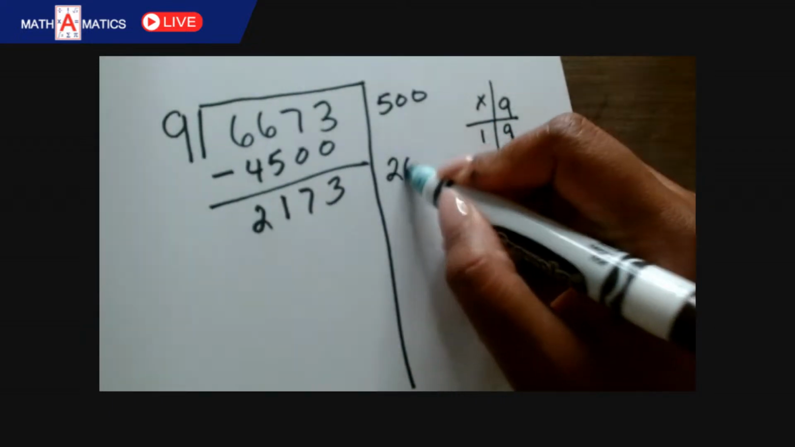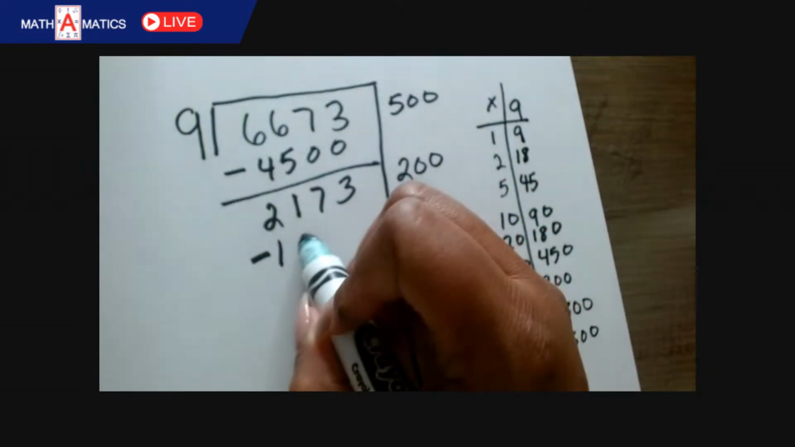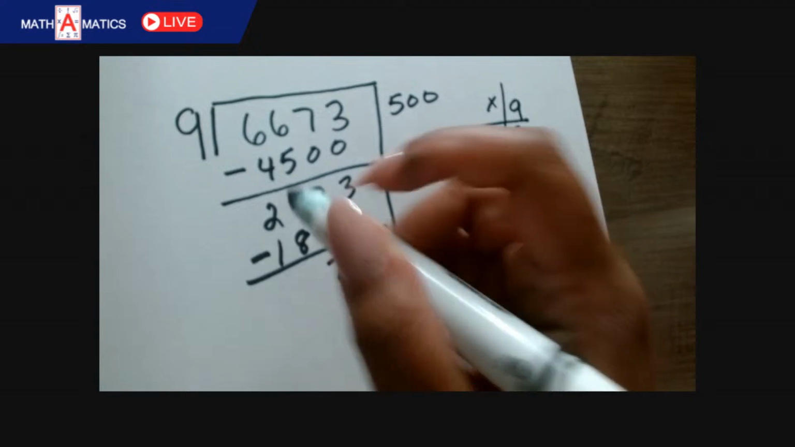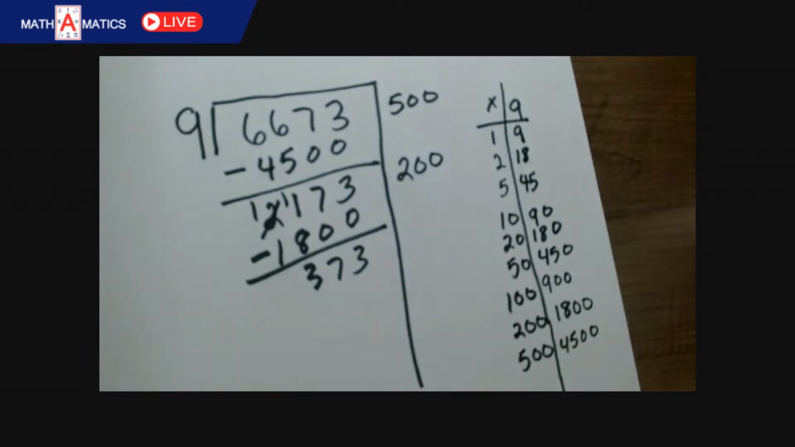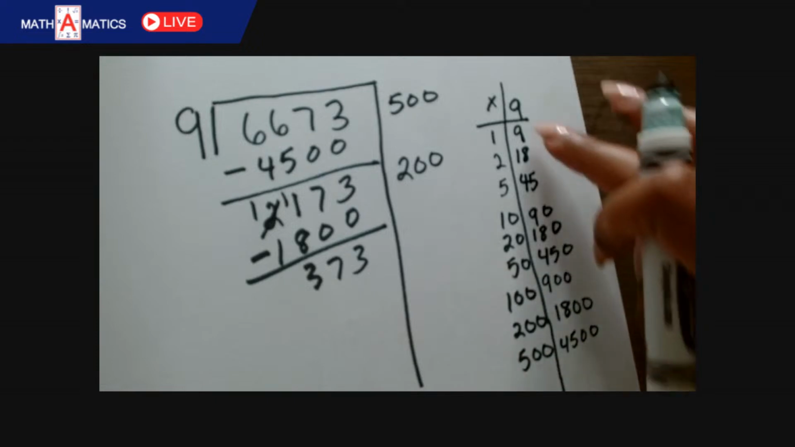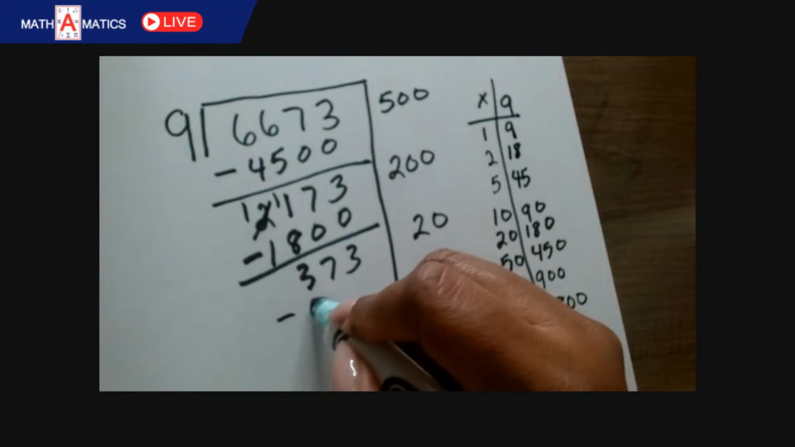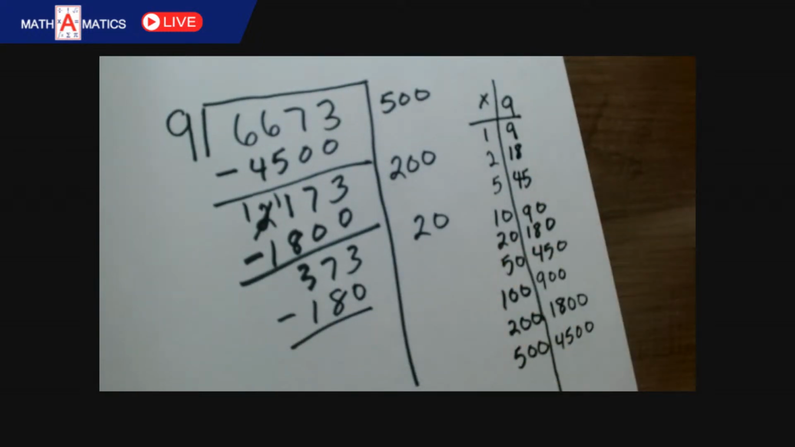So that will be 200. So now we are going to subtract that 1,800. We get 3, 7. We're going to come to our neighbor, 3. So we're at 373. We're going to go back to our chi chart, 20 will be up next. And we're going to subtract 180. And you see how that preparation is just helping us slide through this.